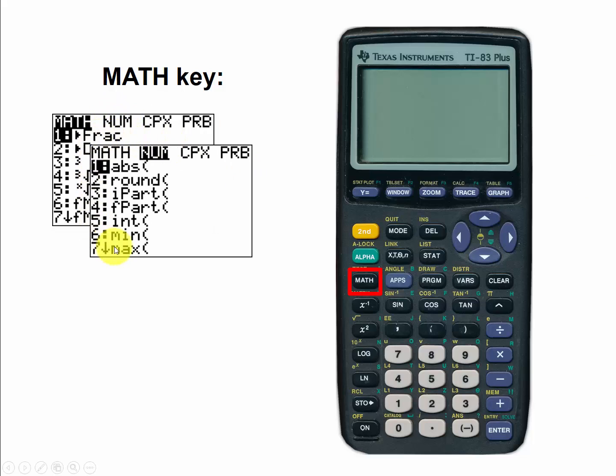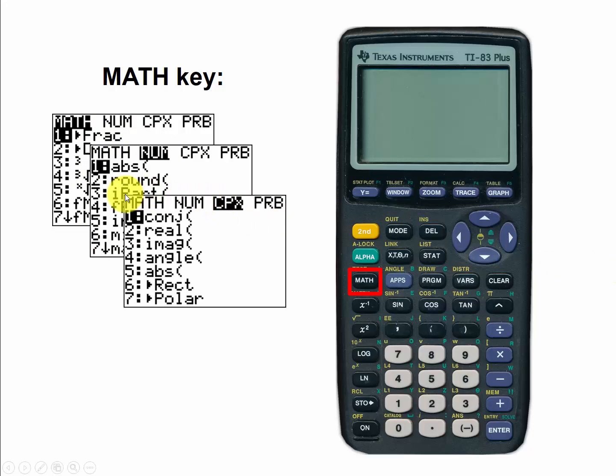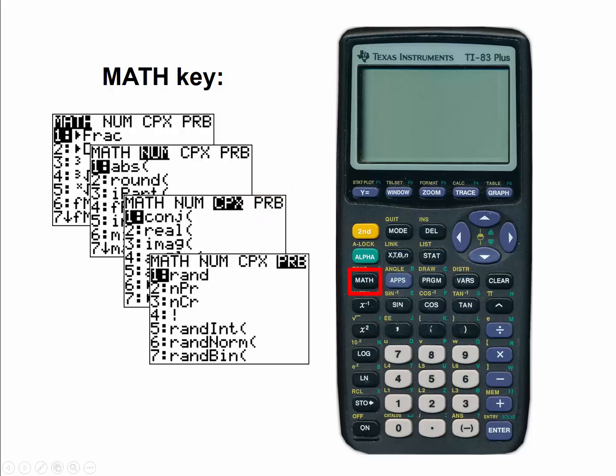If we use the right arrow key, we go to number. This is the screen for number. Next would be the complex, and if we use the right arrow key one more time, we go to the probability screen. This is where you can find things like factorial and other commands.